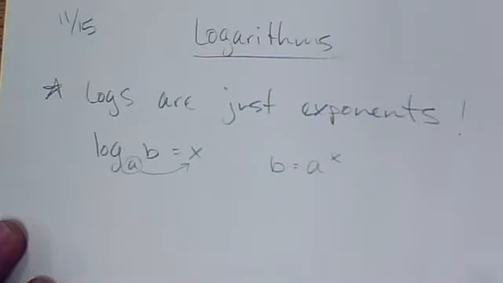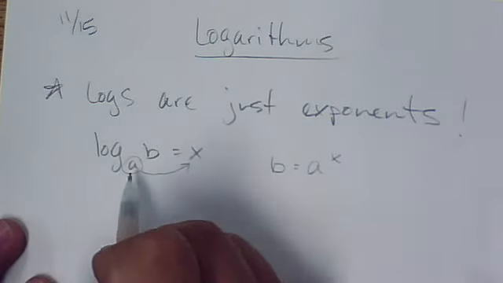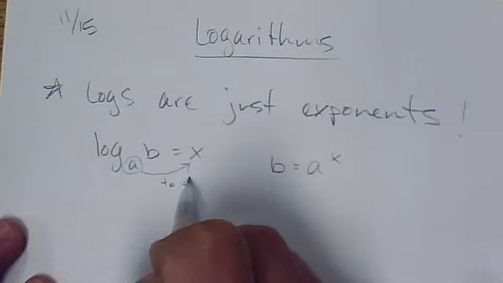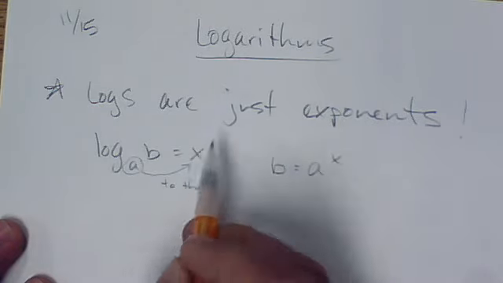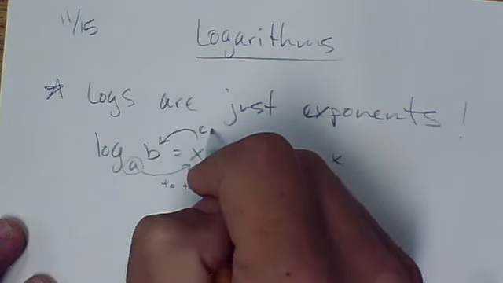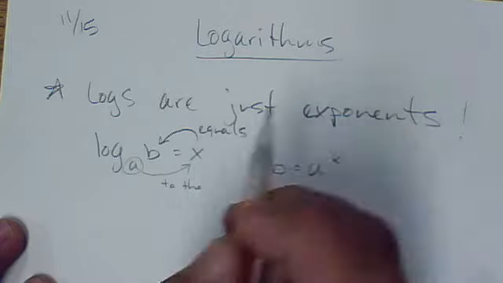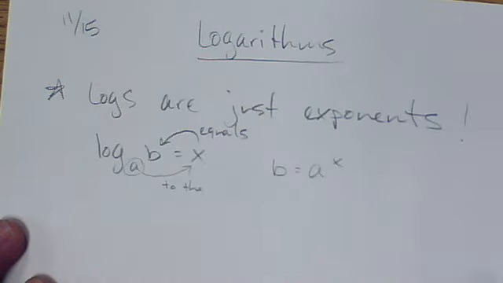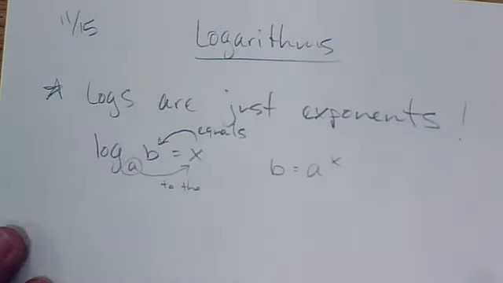If you had Miss May last year, she liked to use the loop-to-loop. So we would say that a to the x, and you loop around, equals b. So a to the x equals b. That little loop will give you the exponential form.